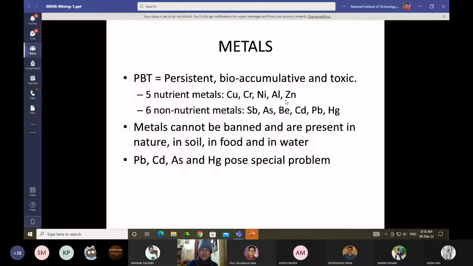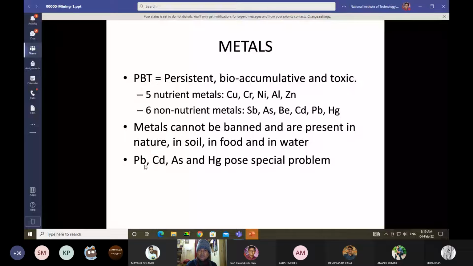Metals cannot be banned and are present in nature, in oil, in soil, in food, and in water. Particularly lead, cadmium, arsenic, and mercury pose a health problem. Special problems are there, such as the highly uneven distribution of the minerals.